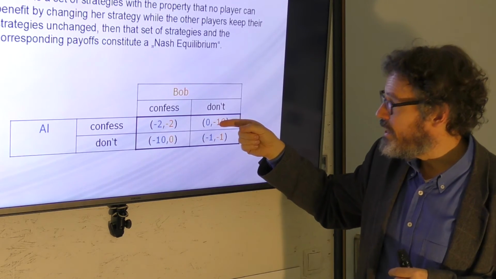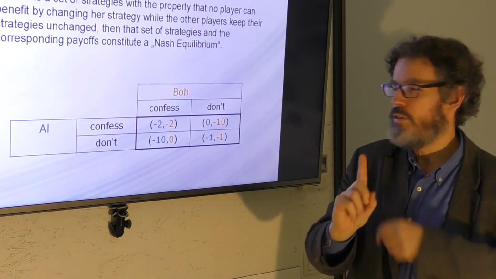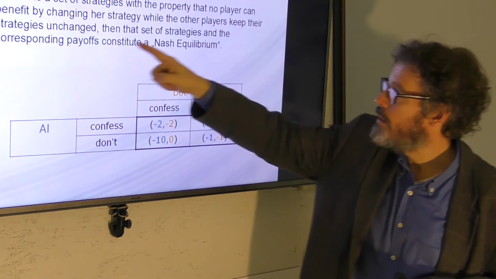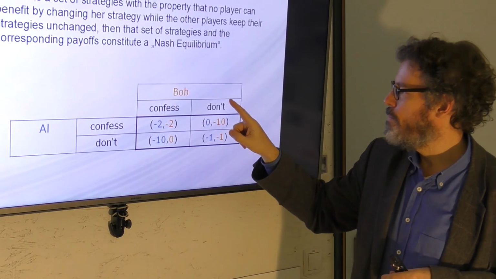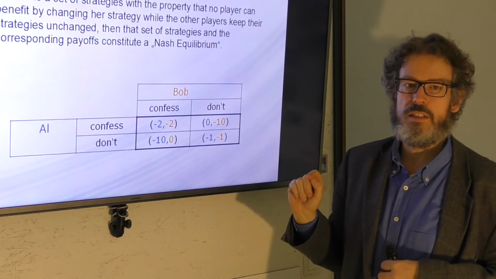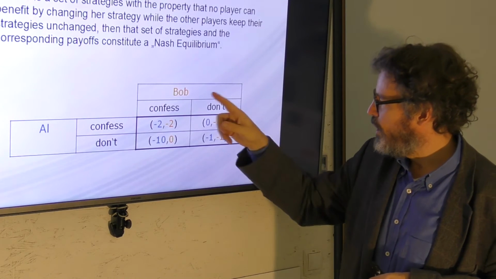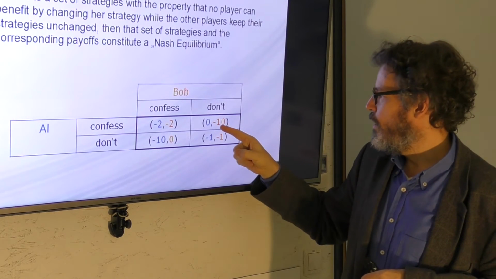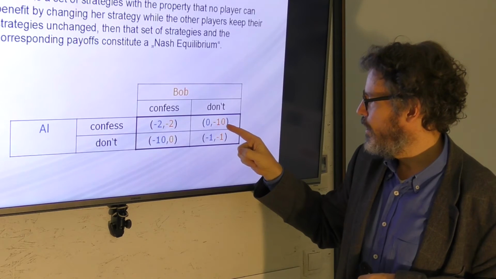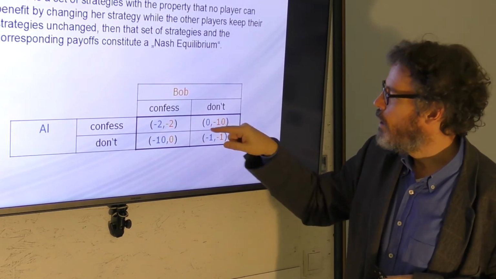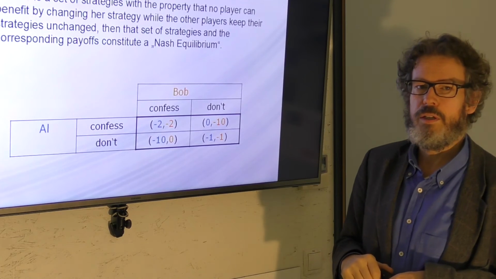Now we can ask, is this a Nash equilibrium? And now we have to change the roles. Now L is keeping his strategy unchanged, and Bob has the possibility to choose another strategy. So Bob is the red one, remember. Should Bob change his strategy? Well, if he stays with the current strategy, he gets 10 years. If he changes, he gets 2 years. Of course, he will change. So this is also not a Nash equilibrium.